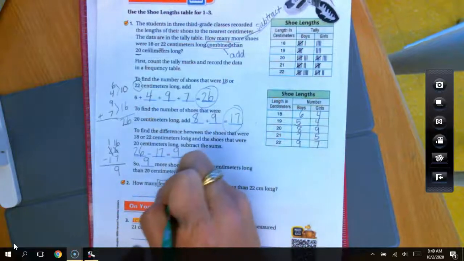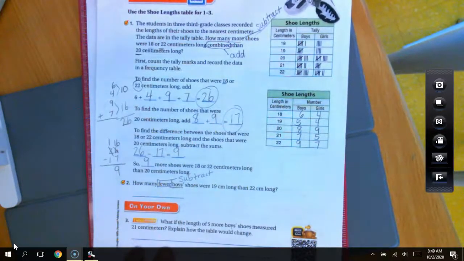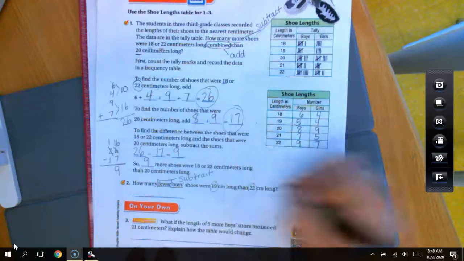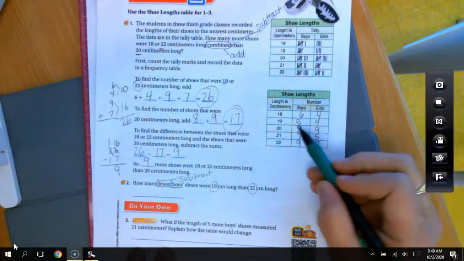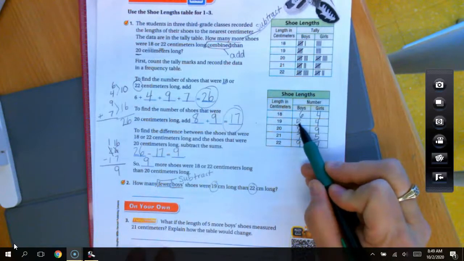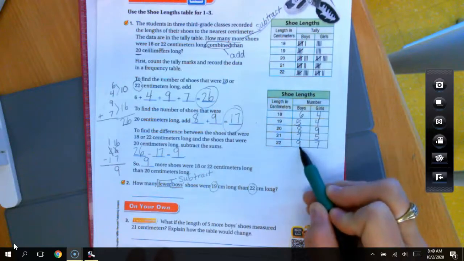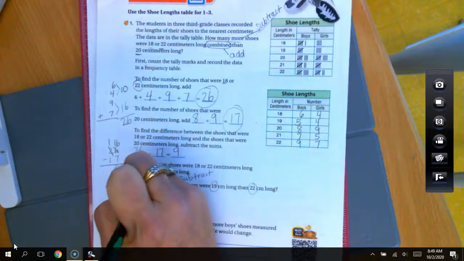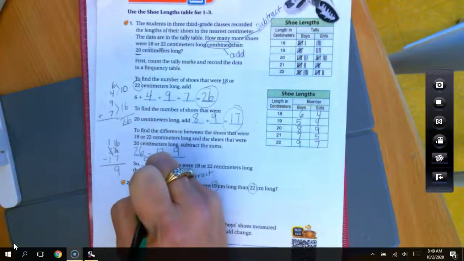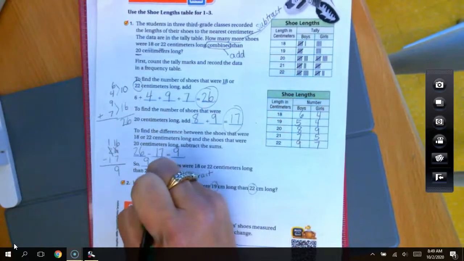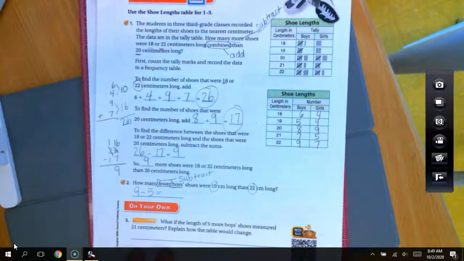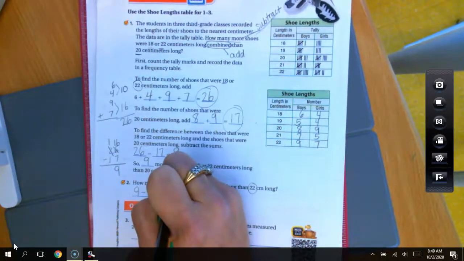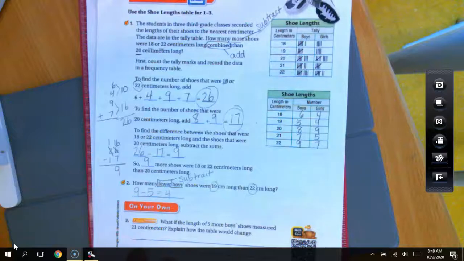And we're only looking at the boys. I don't even care about the girls right now. So we need to find 19 and 22 for boys. So I have 5 for 19 length, and I had 9 boys for 22 length. So I need to subtract 9 minus 5, because you always do the biggest number first when you subtract. And 9 minus 5 is 4.